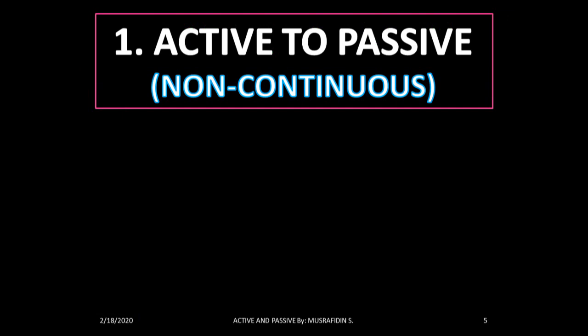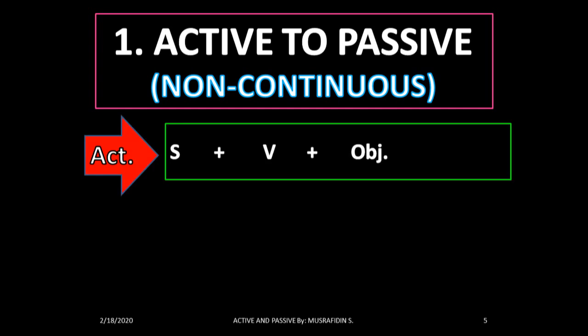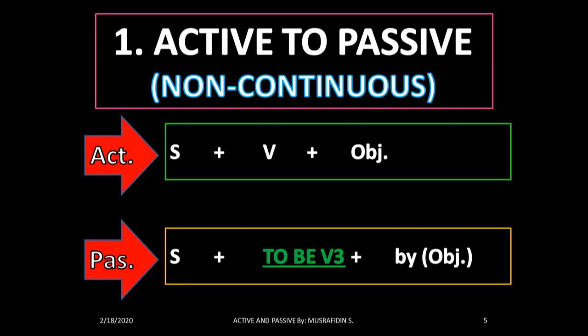Active to passive for all non-continuous tense. The rule for active is subject plus verb plus object. Then, if we convert this into passive, we will have subject plus to be verb 3 plus by object. By object is in brackets, which means it is optional.